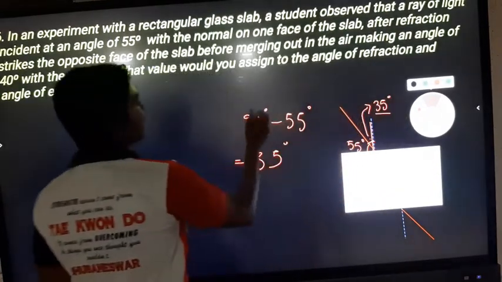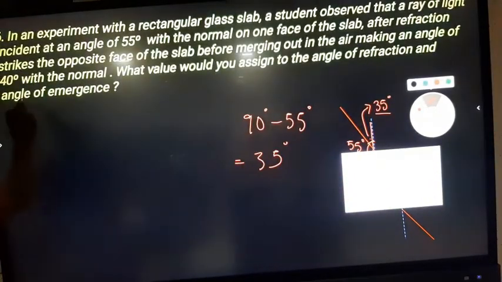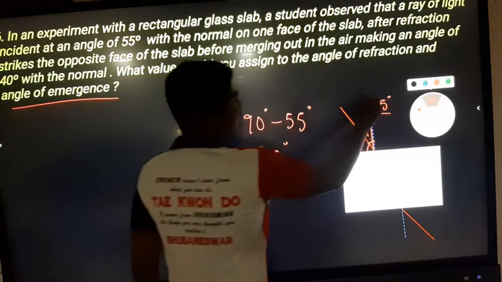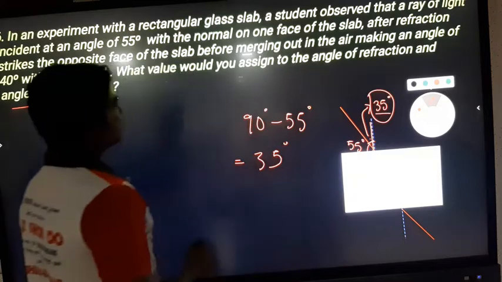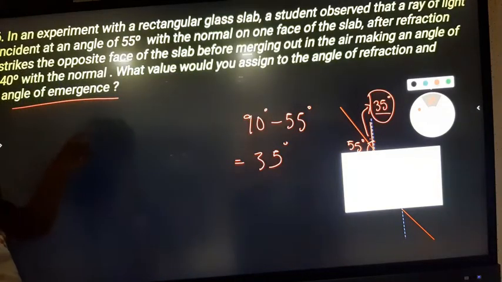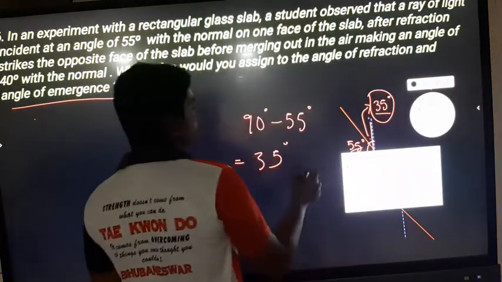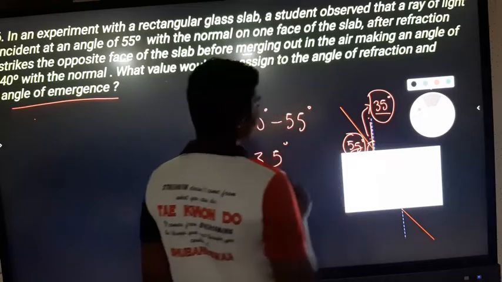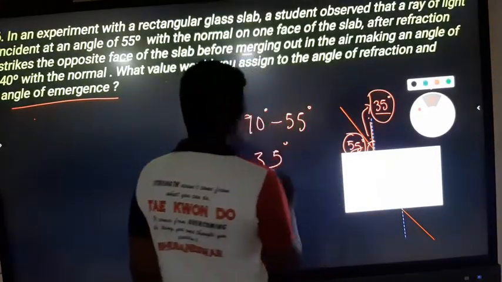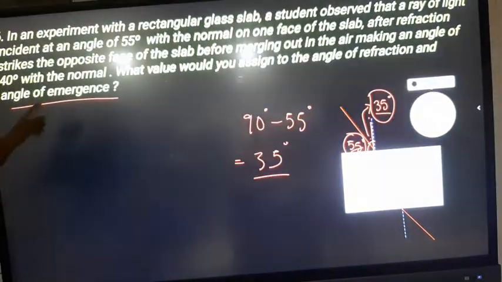So we got the angle of refraction and the angle of emergence. The angle of emergence we got is 35 degrees. So this is the value assigned for the angle of emergence. After calculation, we know that this is 90 degrees, and with the normal the incident ray is making 55 degrees. So after calculation we get 35 degrees as the angle of emergence.